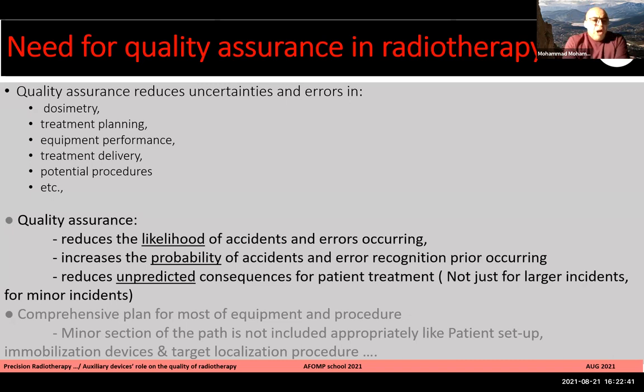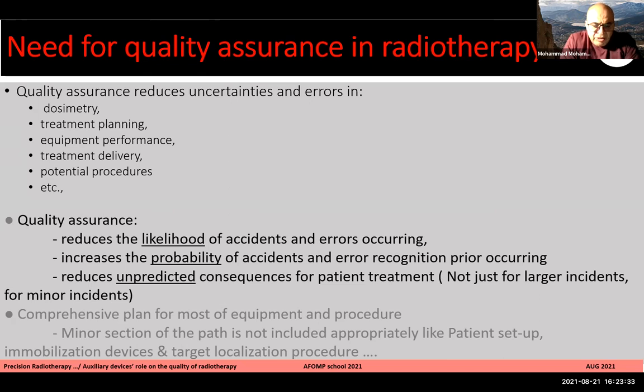follow-up. In other words, quality assurance means the reduction of the chance of any incident, accident and errors occurring at the department, and or increasing the chance of incident and error recognition before happening, and reducing the unpredicted consequences for patient treatment, which mostly you can see in TG100 or TG279. And the question starts here, that a comprehensive plan for most of the equipment and procedures is developed and documented.